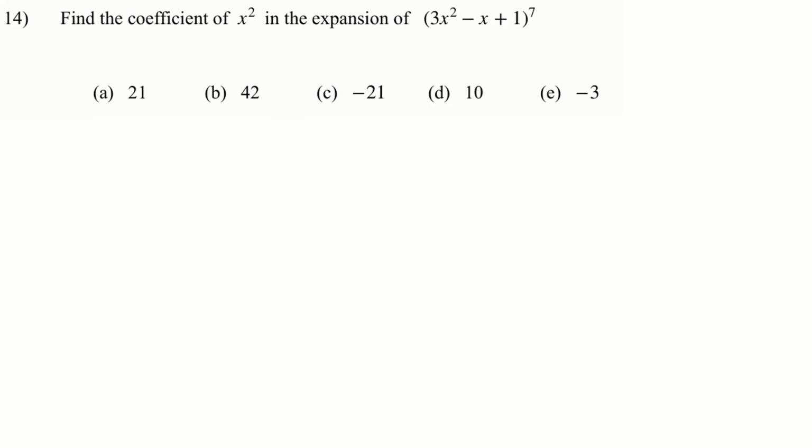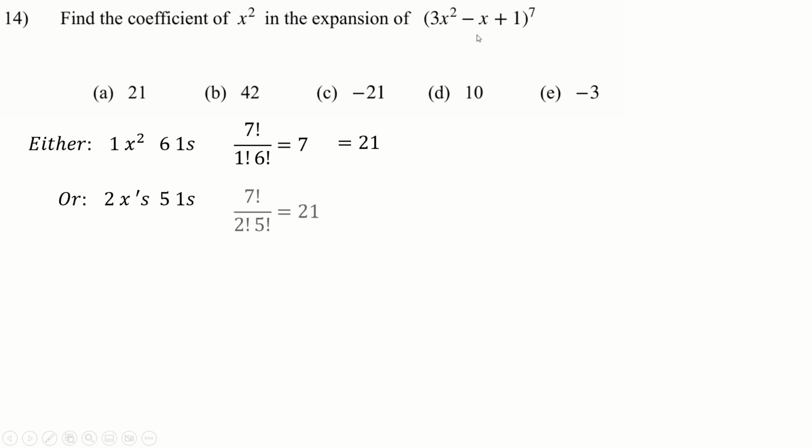Question 14, very similar idea, x squareds here. How do we get x squareds? You can take 1 of those, none of those, and 6 of those. So that's 7 factorial over 1 factorial times 6 factorial. You could also, I guess, do a 0 factorial on the bottom to represent taking none of those, but it doesn't really matter. Or you take 2 of these, none of those, and 5 of those, which is 7 factorial over 2 factorial, 5 factorial.